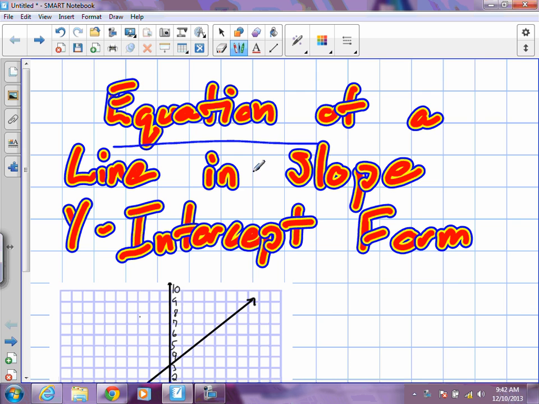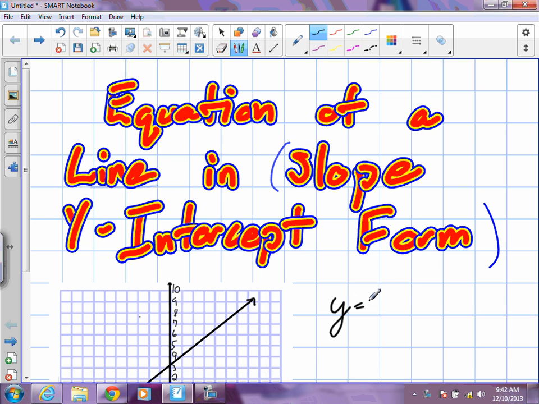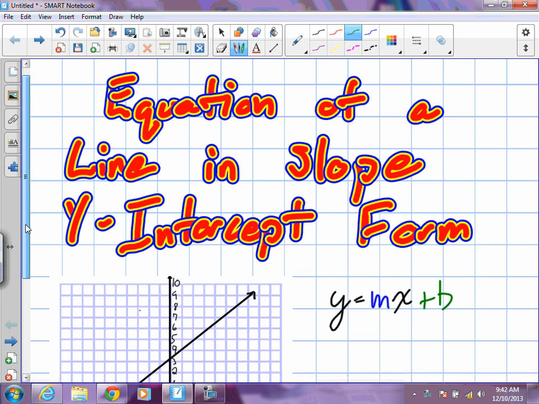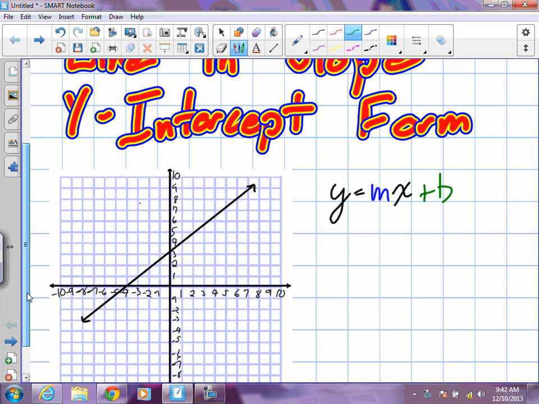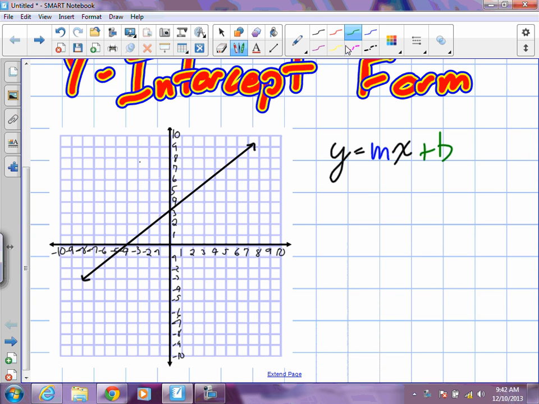Over the equation of a line, and the form that we look at is called slope Y-intercept form. When we look at y = mx + b, that is called the slope Y-intercept form. There are actually quite a few different ways to write a linear equation, but we're going to focus on this one.